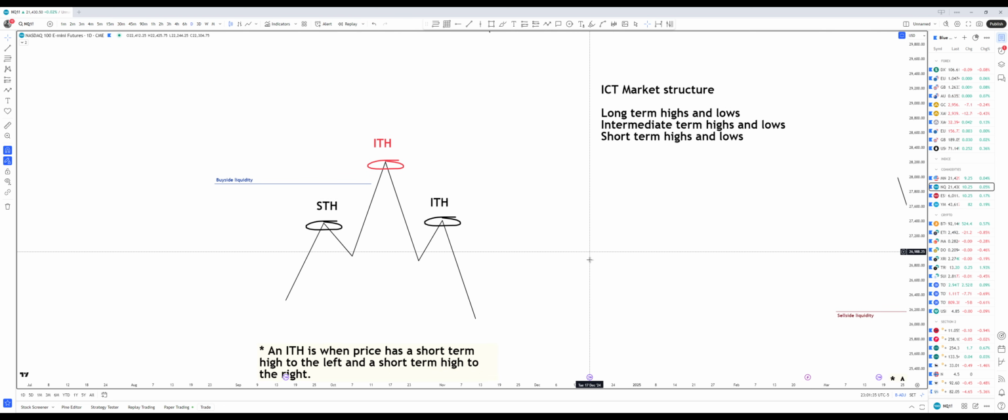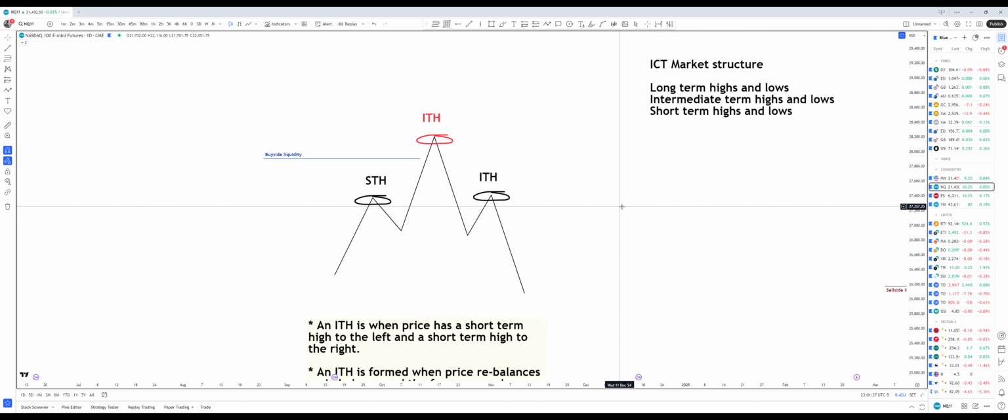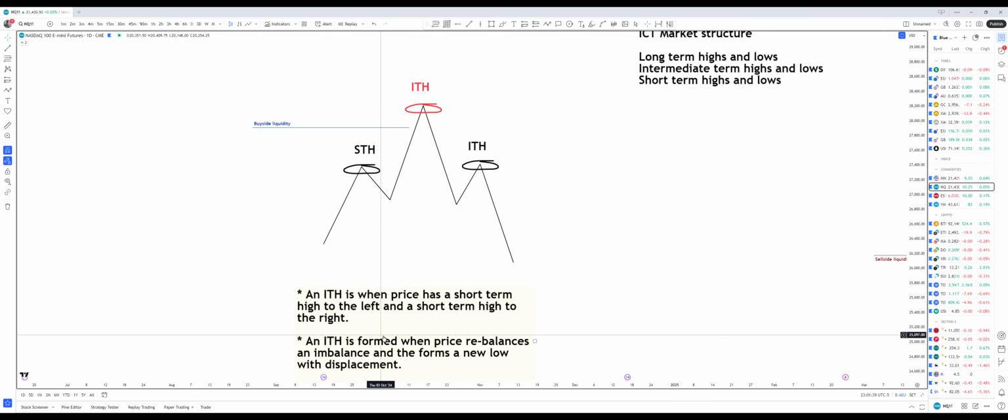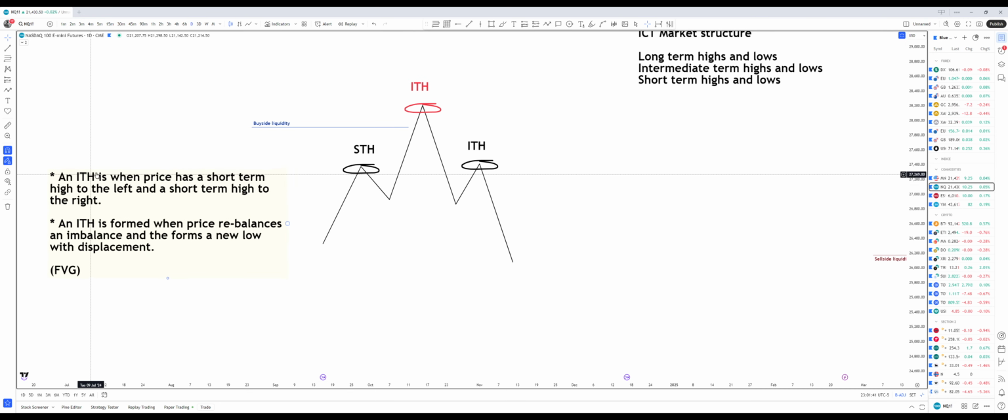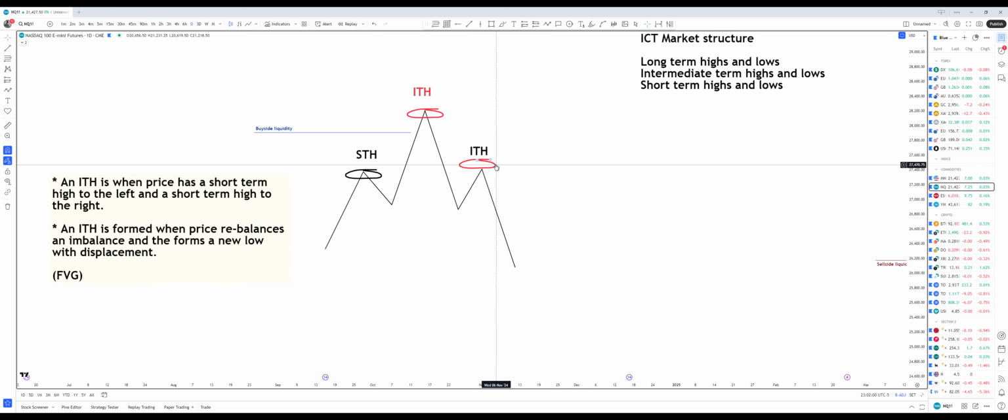So taking a look at the intermediate term high first, all right? As I've written down here like a note, an intermediate term high is when price has a short-term high to the left and a short-term high to the right. Just like this, I've put a circle to the different type of highs. So this right here should be red, just like that.